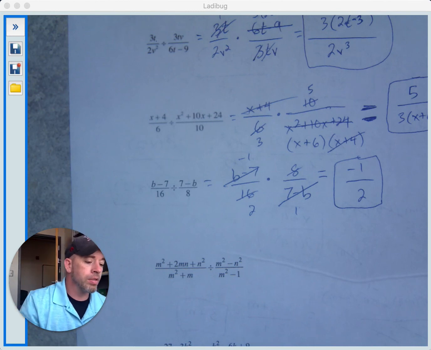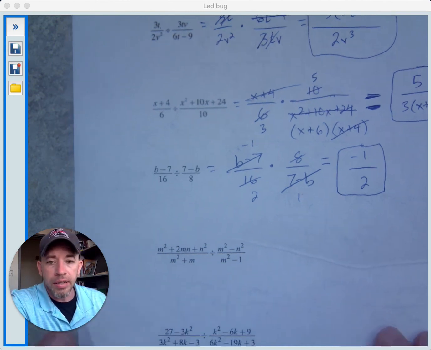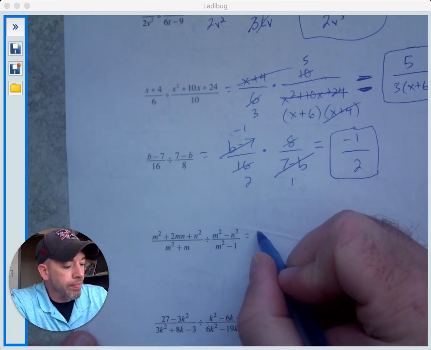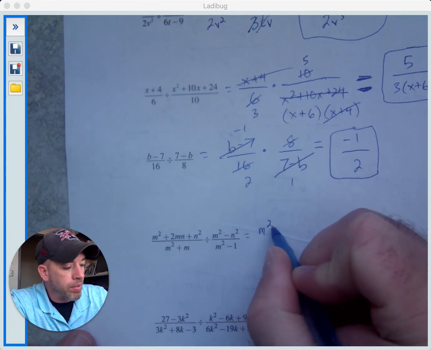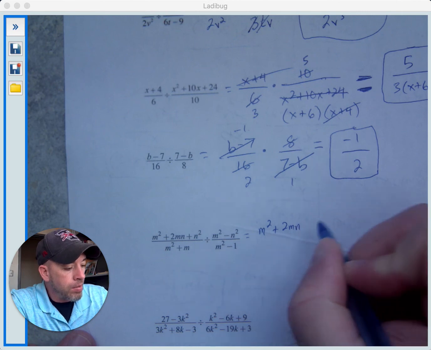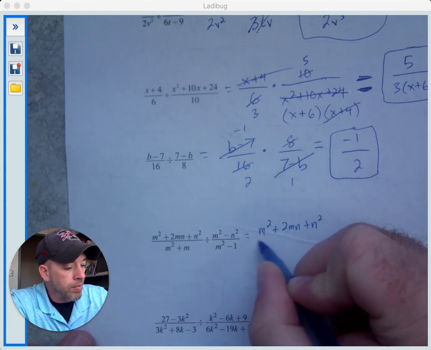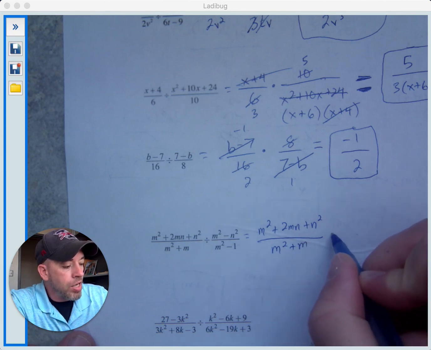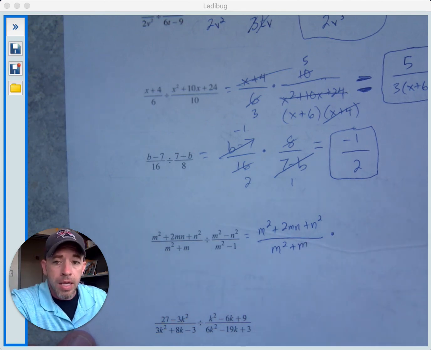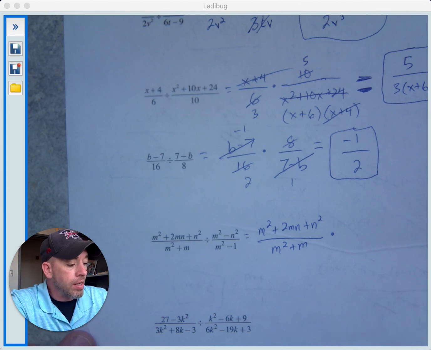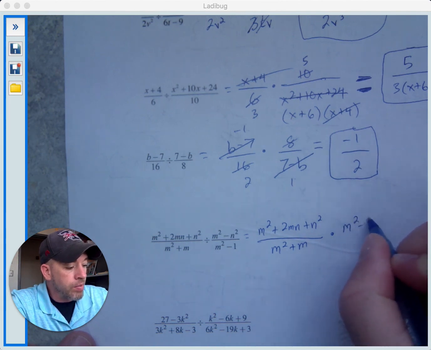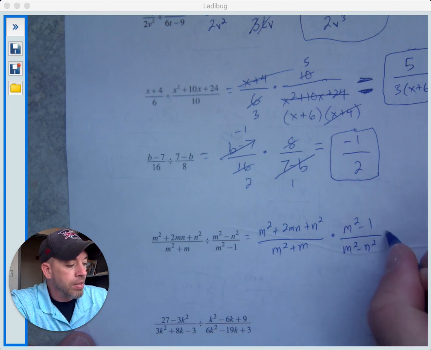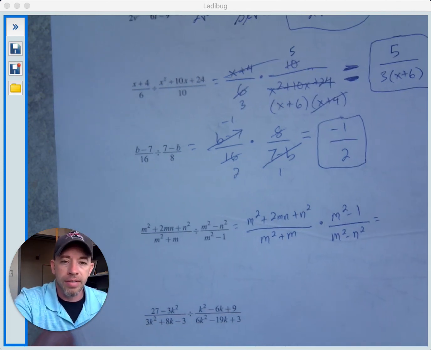Alright, this next one looks a little challenging, but I think we can handle it. We keep the first one, right? m squared plus 2mn plus n squared over m squared plus m. Change division to multiplication. And then we flip the second one. m squared minus 1 over m squared minus n squared. Okay, let's see if we can handle this now.